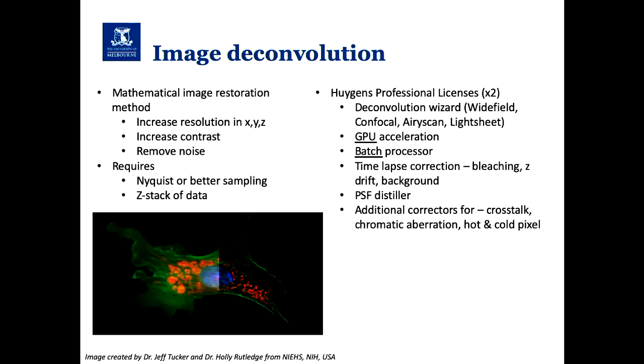You can also set up a batch processor, so you can say, go to this folder and perform a deconvolution on these 100 images that I've collected. We'll do things like time-lapse correction, so if your sample is bleaching or drifting in Z, it changes your background, and this cleans up your imaging. The PSF distiller is that technique where we're acquiring that single point image to act as a model for the deconvolution process, and it can also correct for a whole heap of other aberrations as well. So if you want to be trained on how to use the Huygens Professional, let us know and we can show you how to use the software.